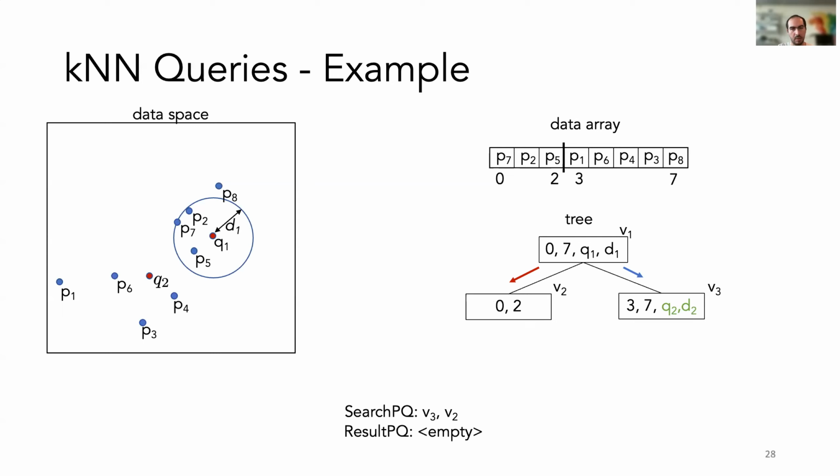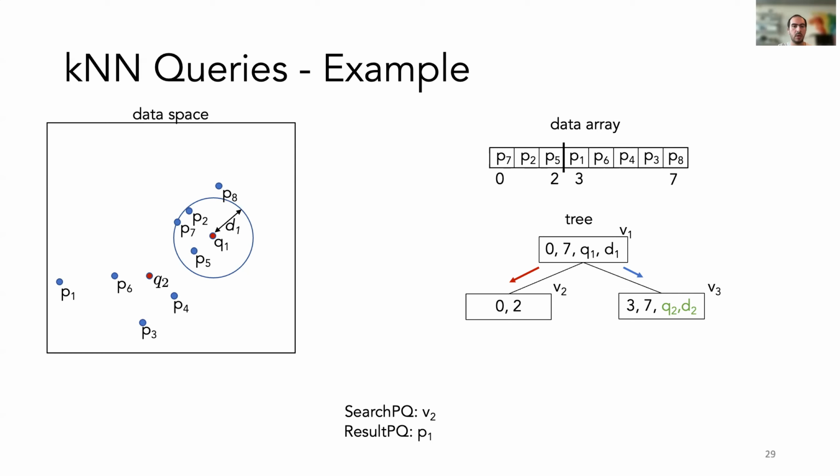Because V1, the root node, is an inner node, we have to examine its children. We dequeue V1 and add its children to the search priority queue, ordered by their distance to the query in ascending order. Then we dequeue the top element of the search priority queue, that's V3. And V3 is a leaf node, so we have to examine all data objects in its scope.